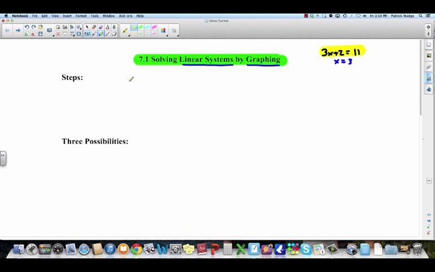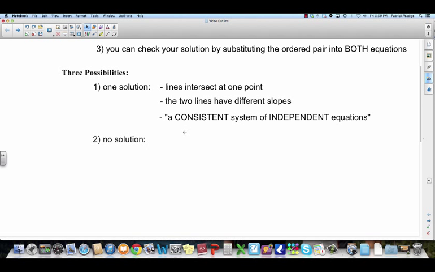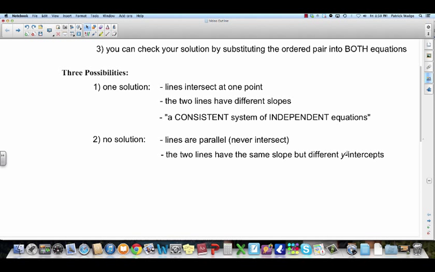This is the second possibility. So, no solution. This is when the lines are parallel. They never intersect. The two lines have the same slope, but they have different y-intercepts. And what we call this is an inconsistent system, inconsistent because we get no solutions from it. This is a consistent system because we get a solution from it, and they're independent equations.